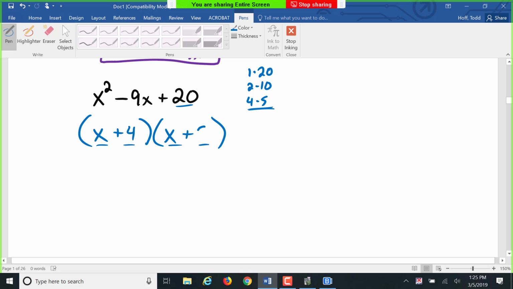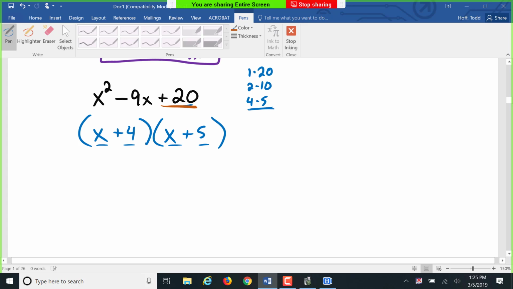If we test this, on the outside we have x times 5, which is 5x. On the inside, 4 times x, which is positive 4x. That adds up to make 9x. Is that what we want? No, we want negative 9x, not positive 9x. But again, we have the right number, just the opposite, the wrong sign.